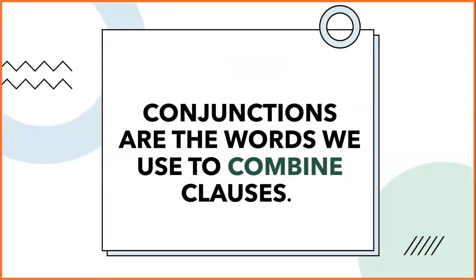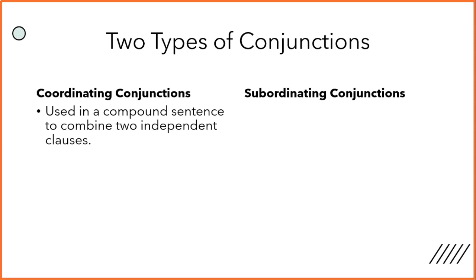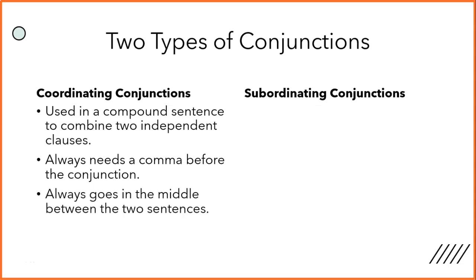So, conjunctions are the words that we use to combine clauses. We have two types of conjunctions. We have coordinating conjunctions. Coordinating conjunctions are used in a compound sentence. They combine the two independent clauses. So they're the words that help us combine two complete sentences. Whenever we use a coordinating conjunction, we always have to have a comma with it, and it goes in the middle between our two complete thoughts. Our coordinating conjunctions are for, and, nor, but, or, yet, and so, the FANBOYS.